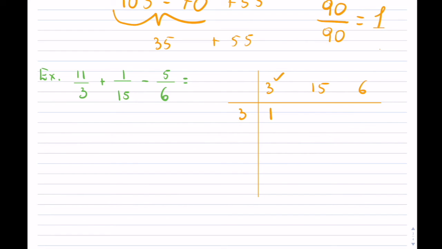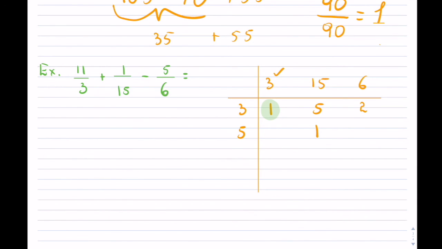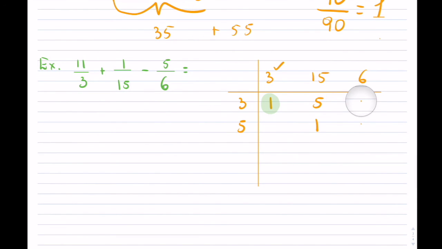Now, does 3 go into 15? It does. It goes 5 times. Does 3 go into 6? It does 2 times. So I am done with the first column, and I can now move over to the second column, which has the 5. Well, 5 is divisible by 5. So that will give me 1, but clearly 5 doesn't go into 2. So remember, if it doesn't go, you just keep it as it is. So that is 2. So now I am done with my second column.